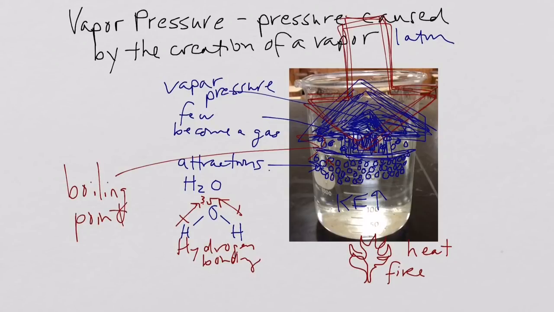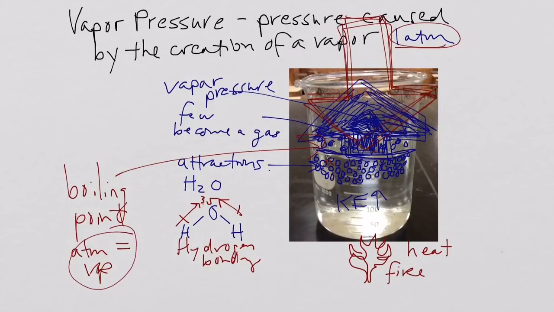Okay, so that's actually technically what boiling is. It's when the atmospheric pressure equals the vapor pressure. That's the definition of boiling point. So if you have something like water at 1 atmosphere, it's going to take a certain amount of heat in order to get that to boil.